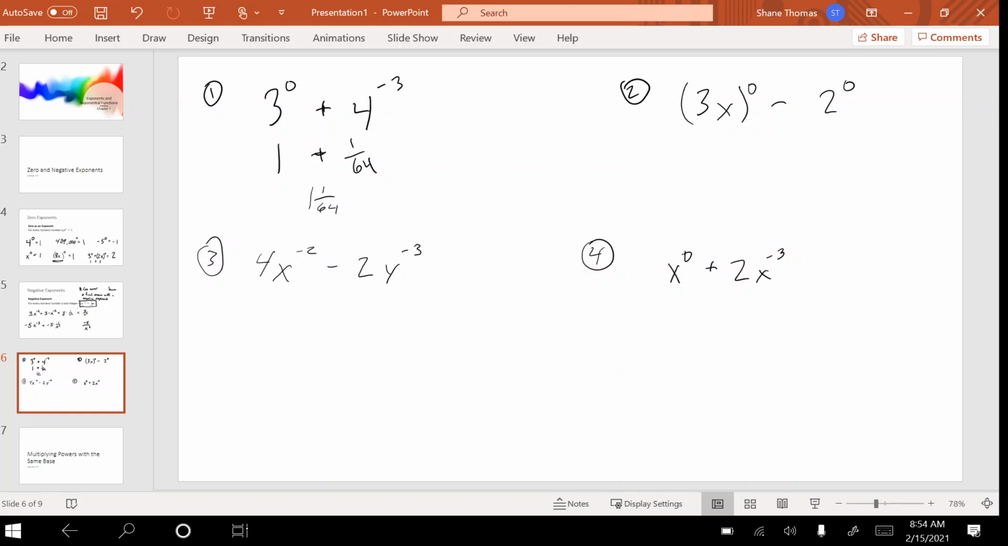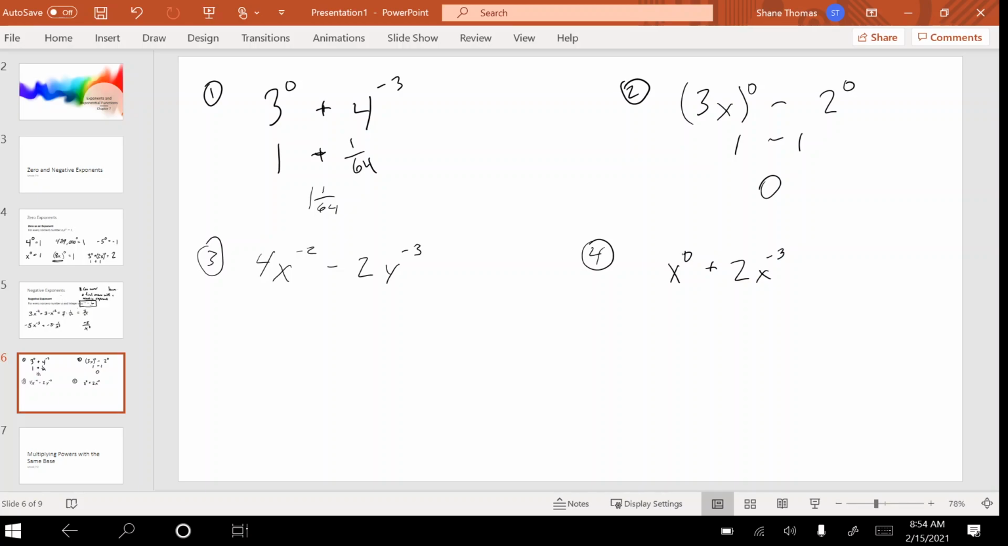All right, second one. Diamond, walk me through it. What's 3x to the 0 power? 1 minus, what's 2 to the 0 power? 1. So 1 minus 1 is 0. There we go.